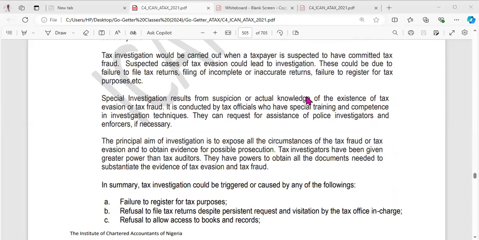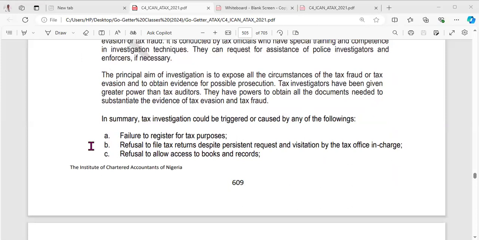So, in summary, tax investigation can be triggered by any of the following: failure to register for tax purposes. Normally you register your company and you don't want to obtain a TIN, but you want to be doing business. That means you don't want to pay tax, because the TIN is the only way to identify your company to pay tax. You are dealing in vatable products, you don't want to obtain a VAT identification number. That's a way to trigger an investigation. Normally, within 6 months of the date of incorporation, you should register for TIN and for VAT.